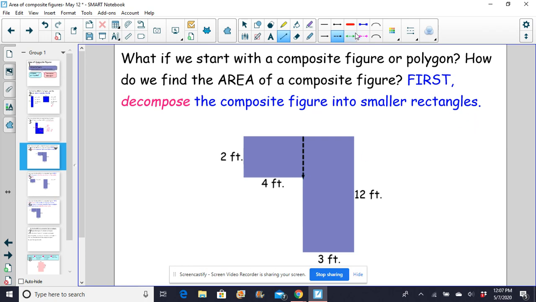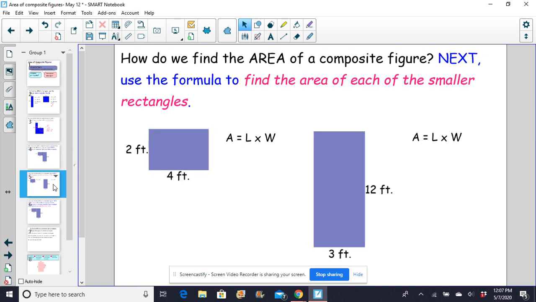All right. So I'm going to separate out those two. I'm going to decompose the composite figure into smaller rectangles. So that's the first step. Once I've done that, the next step is to use our formula, area equals length times width, to find the area of each of the smaller rectangles. So I'm breaking it apart, and then I'm going to find the area of each of those smaller rectangles.